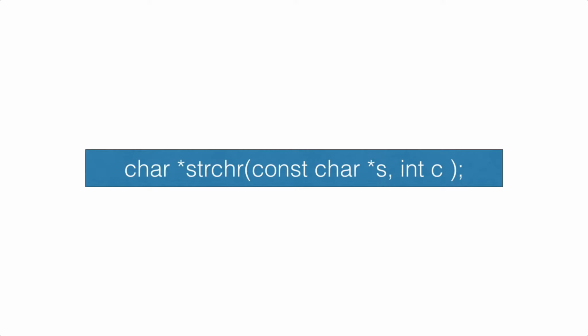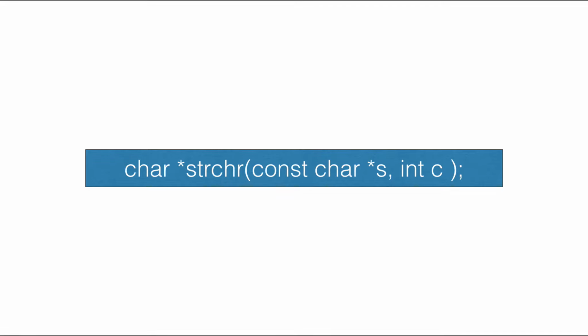The strchr function takes two parameters. The first is the string to search. The second is the character to search for in the string. It searches for the character from left to right in the string.